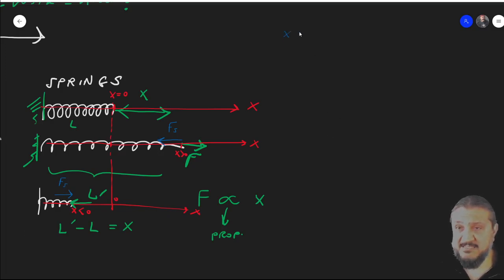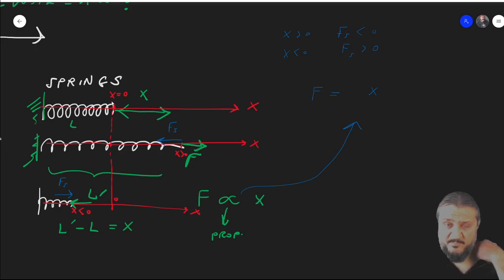So when x is a positive number, Fs is a negative number, right? And whenever x is a negative number, Fs is positive. Okay, so this proportionality only tells me that it's linear in x. Of course, when x is 0, there is no force.